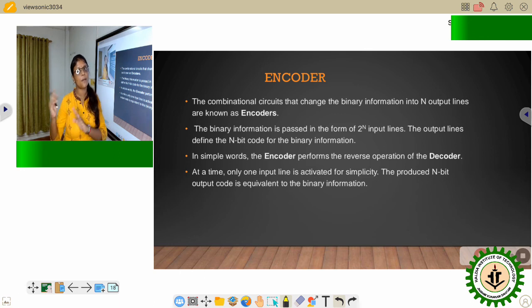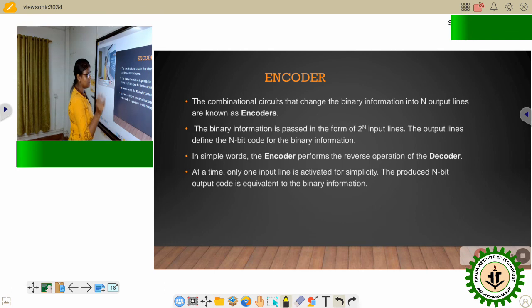But in case of an encoder, the binary information passes from 2 to the power n inputs to n outputs. So at a time, only one input line will be activated. I have told in the earlier case also, only one output will be activated at a time, not every one will execute at one time. So at a time, only one input line is activated. For simplicity, the produced n-bit output code is equivalent to the binary information.